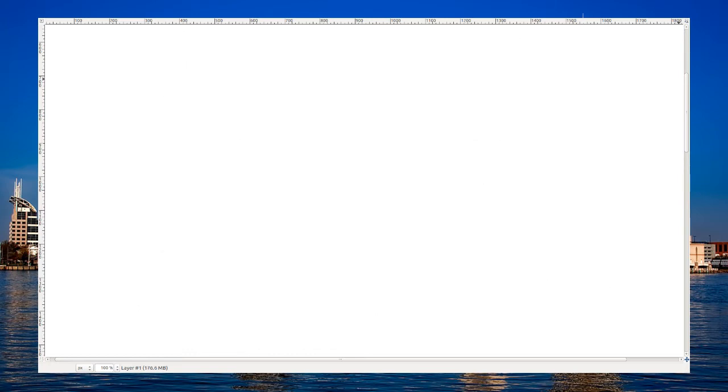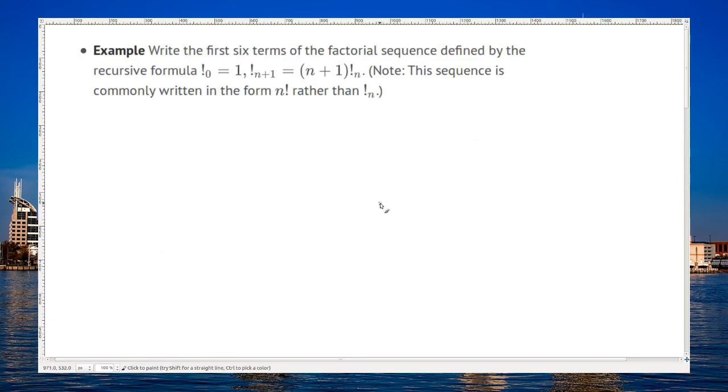Okay, so for this example, we're asked to write the first 6 terms of the factorial sequence, and that we're given a formula for that. Now you might be familiar with another formula for the factorial sequence, and note that it's usually written as n factorial rather than exclamation point sub n, but I wrote it like this just for this problem to remind us that this actually is a sequence, and we can write it sort of like we do other sequences, even though we usually will not. But let's go ahead and do it.